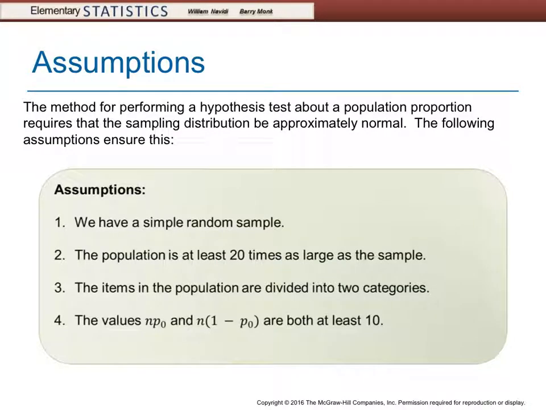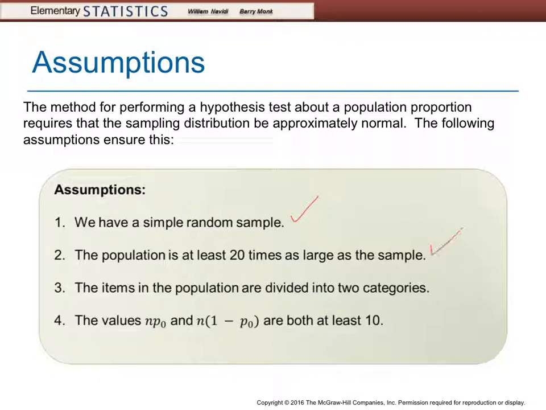Well, in order for us to use the hypothesis test about a population proportion using the sampling distribution, we must require that the sampling distribution be approximately normal. The following assumptions ensure this. We have a simple random sample. The population is at least 20 times as large as the sample.